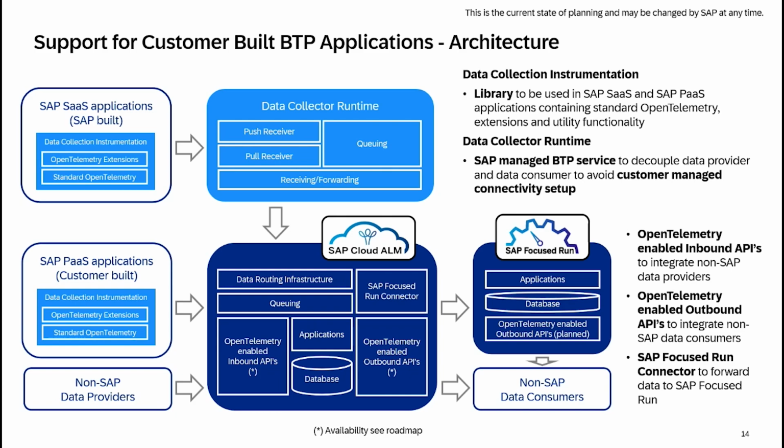So this is the top side here of the screen. Not so interesting for you as a customer because we are taking care of this. But here on the bottom, your own build applications, if they are instrumented, you can include a library of OpenTelemetry, more or less activate that, and then from a high-level perspective, the monitoring is done automatically. The data is then transferred to the Cloud ALM component, and Focused Run is using this Cloud ALM as a proxy to receive this data. So this saves you a lot of configuration. You don't need to care how to access the applications and so on.